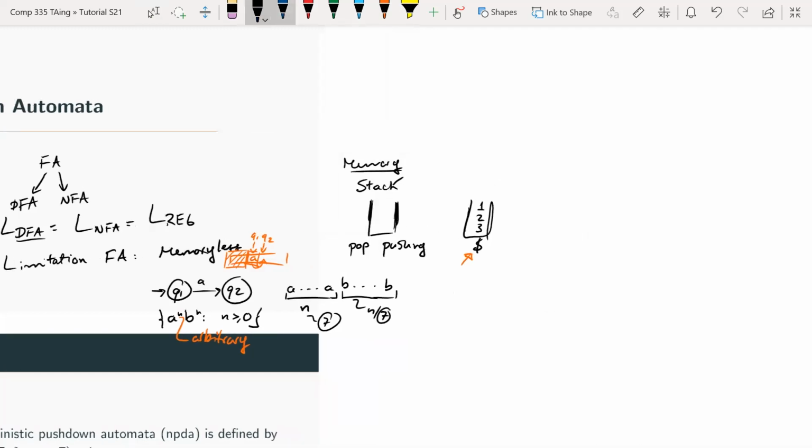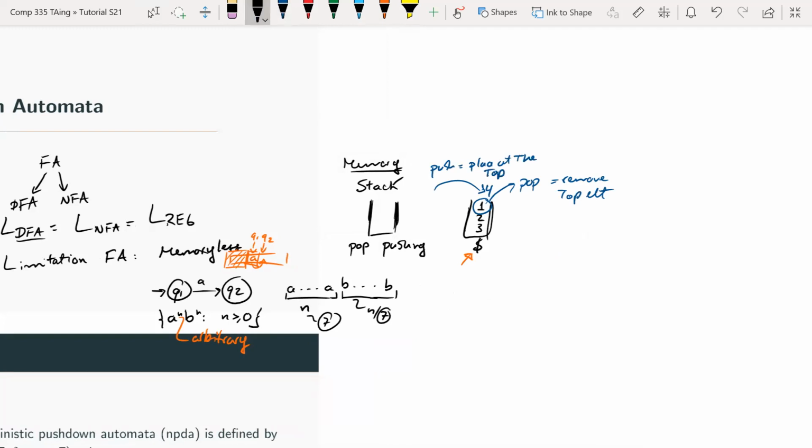Then you can either pop the top of the stack, meaning you remove the top element, or you can push something on the top of the stack. So let's say 4. So push means place at the top, okay?